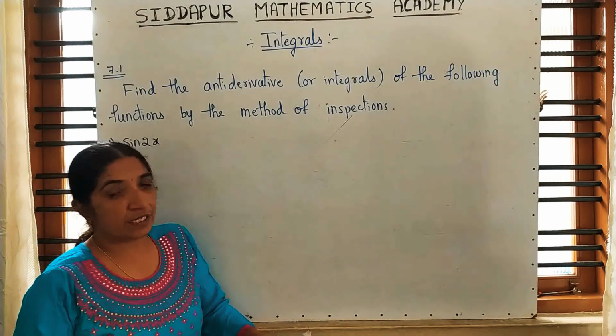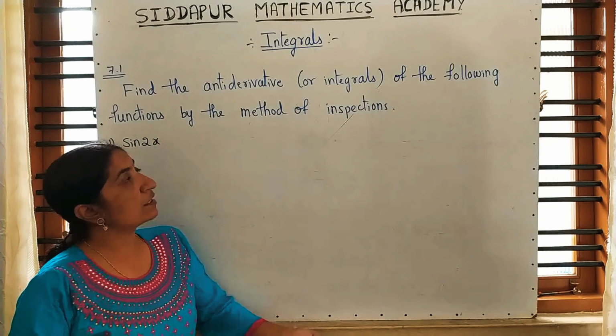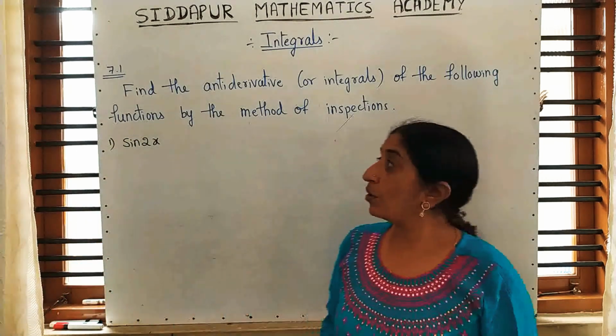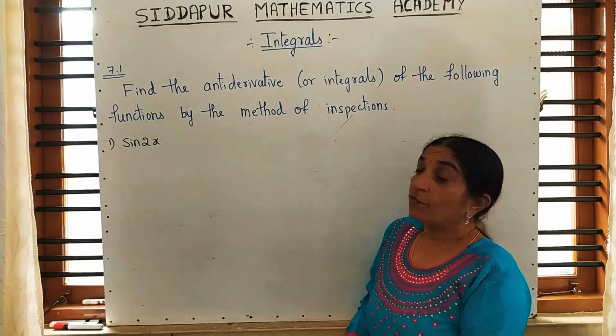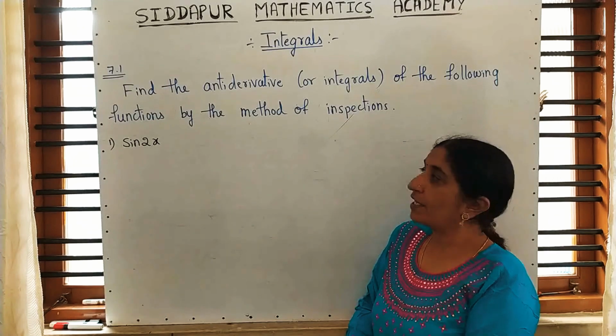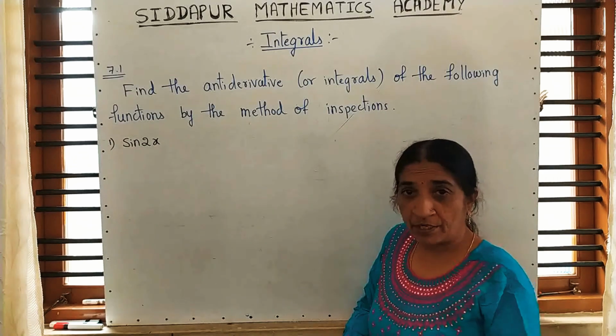Already we started the integrals and I explained so many basic examples. Now in today's class, I will start with the NCERT exercise 7.1. So already you are familiar. What is integration? Integration is the reverse process of differentiation. That's why it is also called antiderivative. Understood? So already I explained that concept.